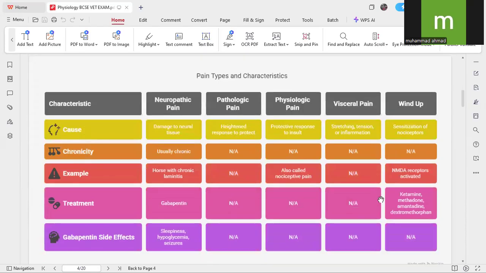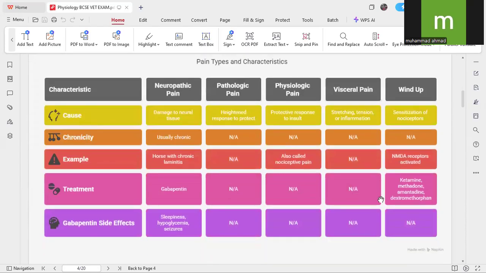Pain types and characters. There are different types like neuropathic, pathological, physiological, visceral, and wind up. Neuropathic, as name suggests, damage to the neural tissue, usually chronic. Example like horse with chronic laminitis. Treatment gabapentin. One of the side effects of the gabapentin is stiffness, hypoglycemia, and seizures.